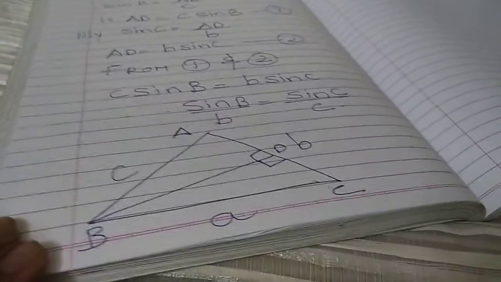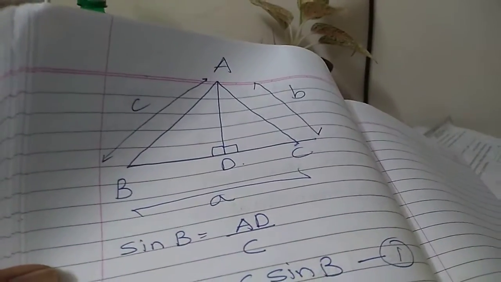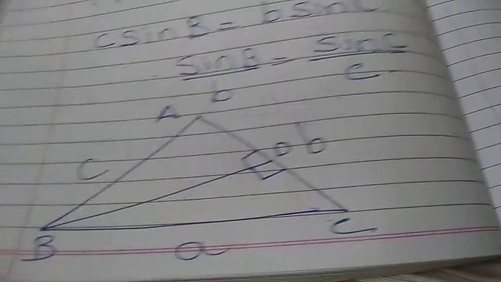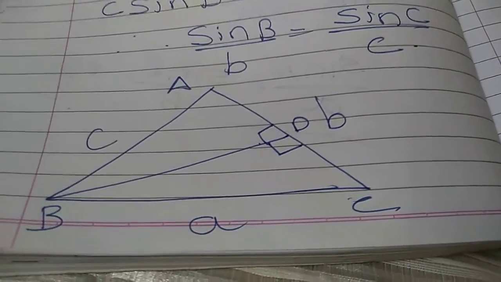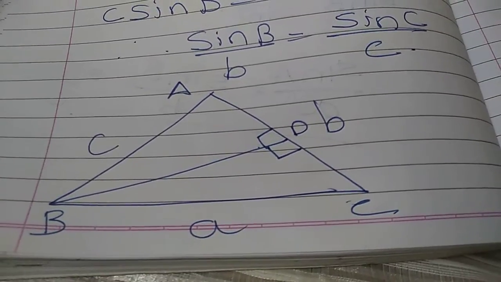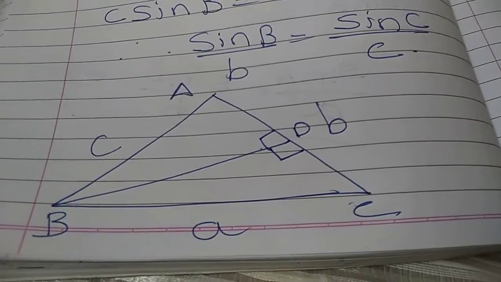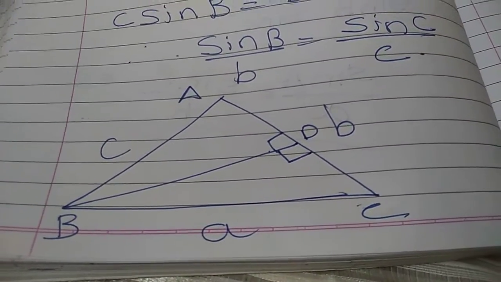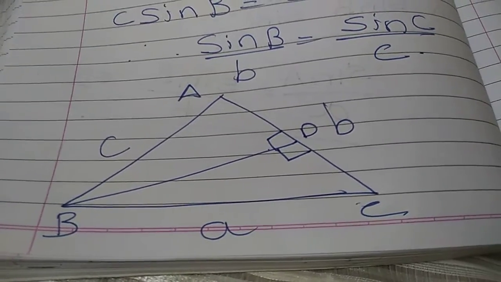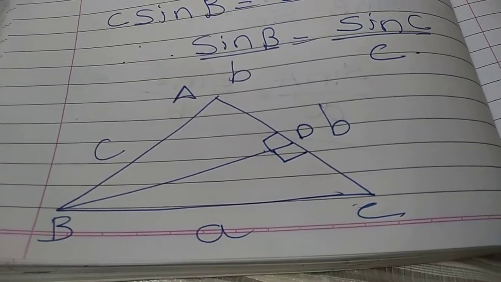Now, in the same triangle ABC, earlier I have drawn the perpendicular from A to D on side BC. Now you draw the perpendicular from B to side AC. You get two right angle triangles named ABD and BDC. Now apply sine A and sine C onto it.